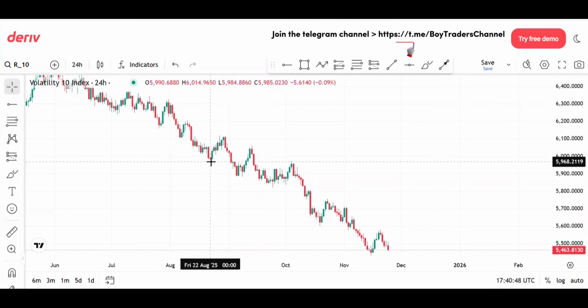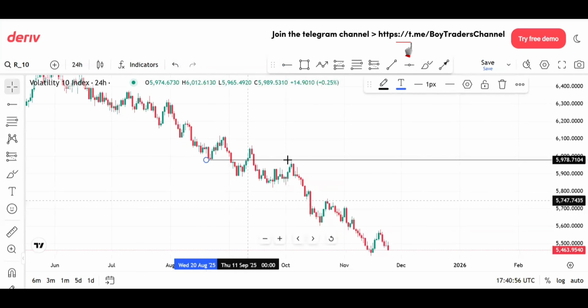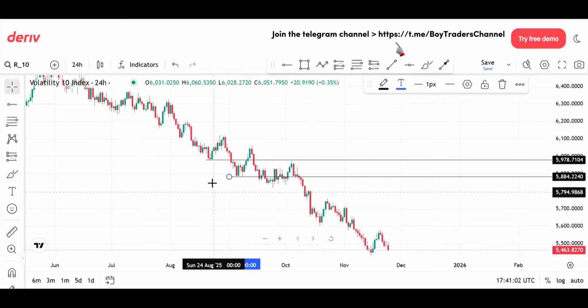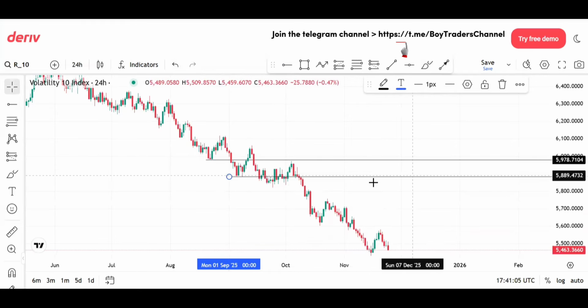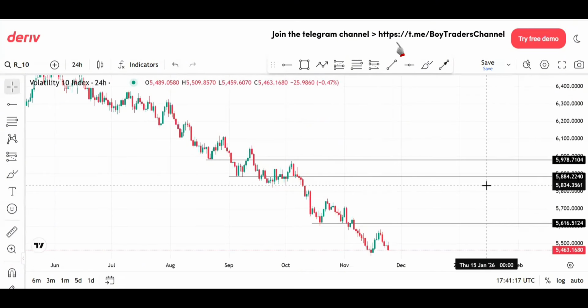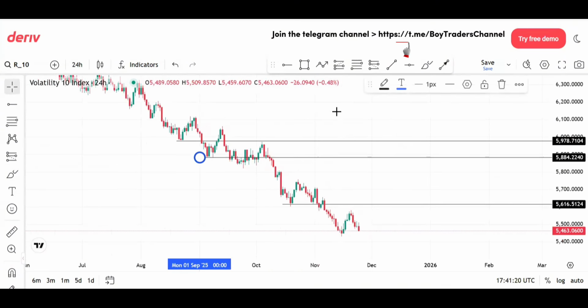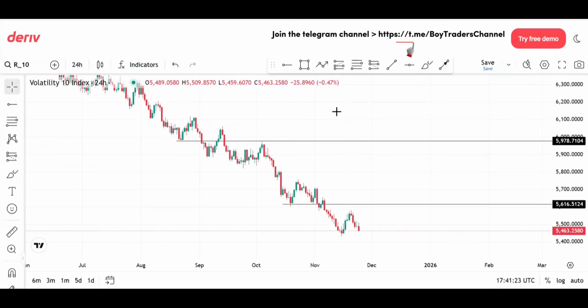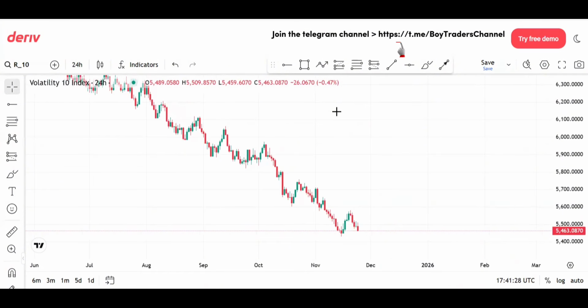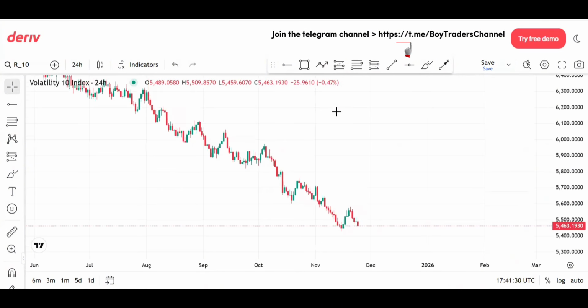So the first low, let's call this the first low, second low, third low. Let's check the value of this first low. It has a value of 5,978. The second low has a value of 5,884, which is lower than the previous low. So 5,884 is lower than 5,978. We got this low having a value of 5,616. So these lows are lower lows, lower than the previous lows, and the highs are lower highs, lower than the previous high. So this is a clear bearish structure, and the market being on a bearish structure gives me sell expectations in the market.